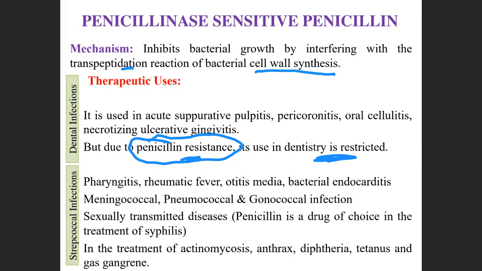But in the case of staphylococcal infection, this is a bacteria that causes conditions like pharyngitis, for example the tonsils with white patches, which may then go down to the liver and the heart and create a lot of issues. So here: pharyngitis, rheumatic fever, otitis, bacterial endocarditis, meningococcal, pneumococcal or gonococcal infections like STD infections. And here penicillin could be the drug of choice for this type of infection.